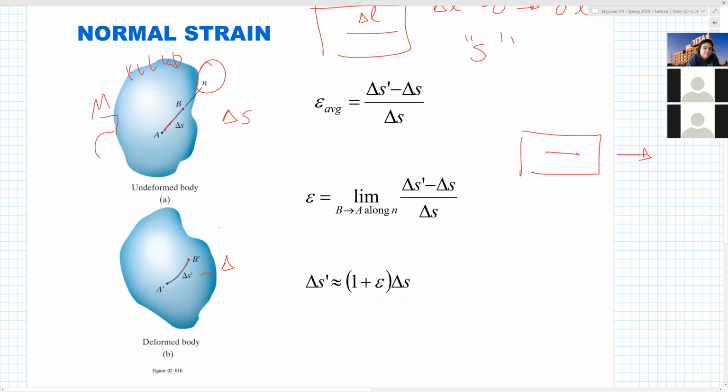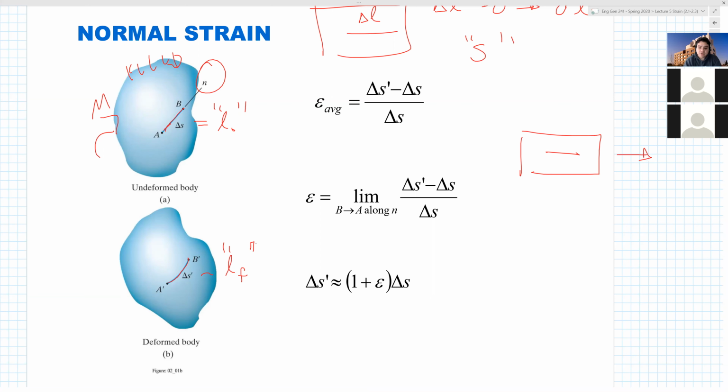I'll do it based on what we were talking about from before. So delta S is like my L initial, in quotations. Delta S prime is like my L final. There's a reason why the book uses delta, because we're going to let delta go to 0. So we're going to look at the infinitesimal strain.